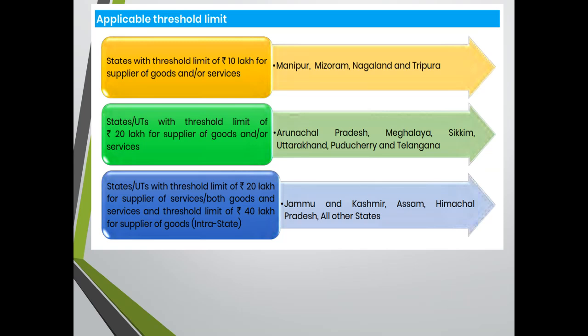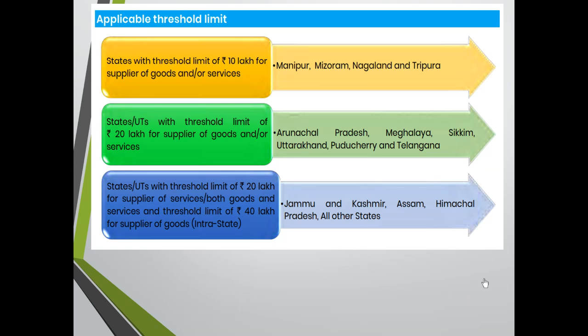Then, in case of the states of Arunachal Pradesh, Meghalaya, Sikkim, Uttarakhand, Puducherry, and Telangana, if your threshold limit is more than 20 lakhs, irrespective of whether it is a goods supplier, service supplier, or goods as well as service supplier, if your total turnover is more than 20 lakhs, then also you would be required to apply for compulsory registration. States: Arunachal Pradesh, Meghalaya, Sikkim, Uttarakhand, Puducherry, and Telangana.